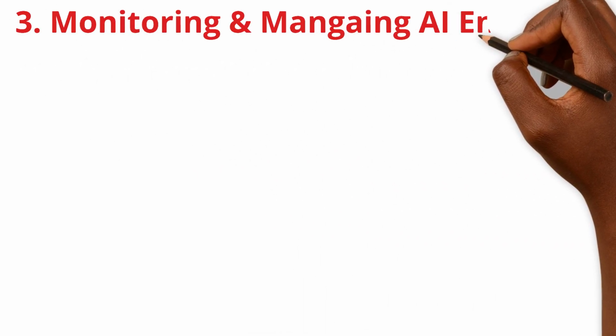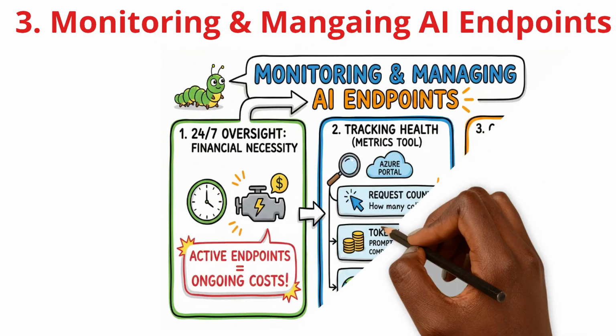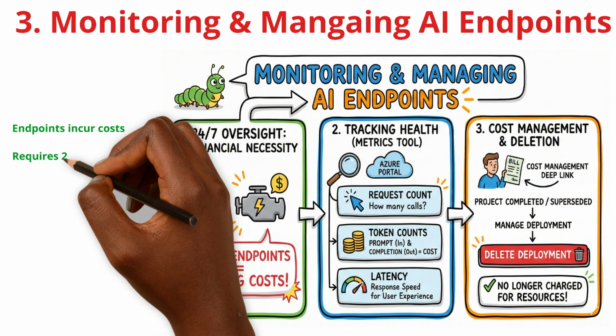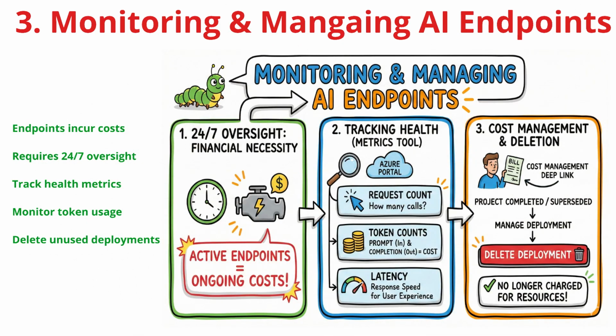Once your AI model is operational, the job isn't over. It requires 24/7 oversight. As our guide Nana illustrates in the first panel, active endpoints are like running engines. As long as they are on, they are incurring ongoing financial costs. To manage this, we move to the second panel, tracking health.